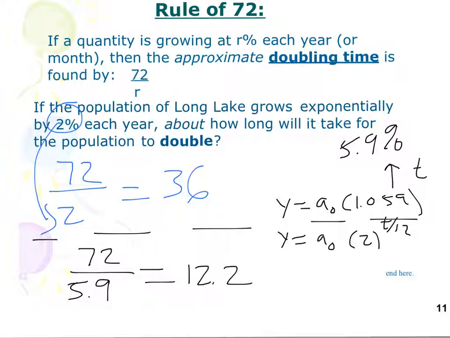We get 12.2. Again, not exactly 12. That's not what this is designed to do. Just a little approximation. Just a little shortcut that we could use if we wanted to, to go from our rate to get an approximation for the doubling time.